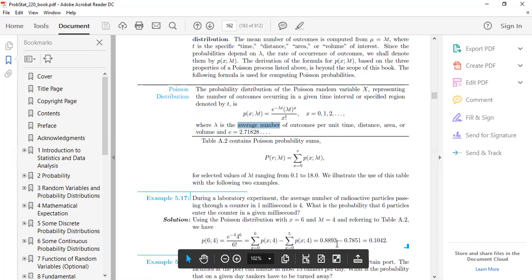So let me share my screen and I will let you know how to use the book. Please, guys, let me share my whiteboard. Example 5.17, during the laboratory experiment. Here my x is equal to 6, my lambda is equal to 4, and t is equal to 1.